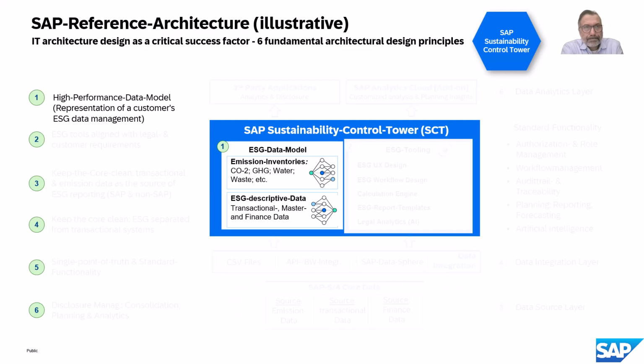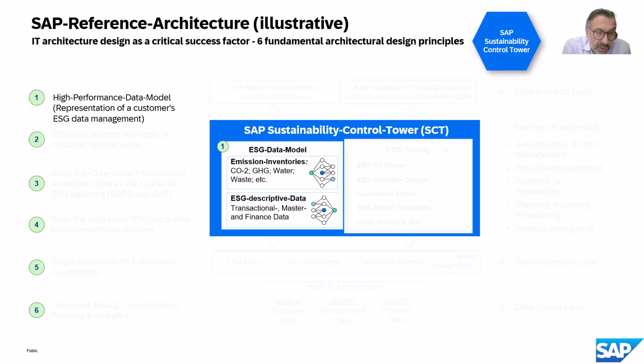So let me start with the six key architectural design principles to meet ESG in the sense I've presented to you in chapter 1. The first really important capability we deliver is a very strong and high-performance data model.